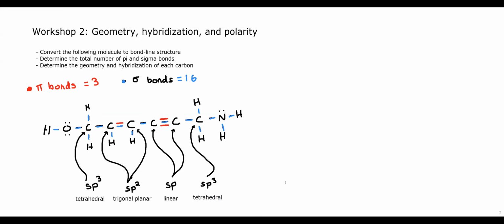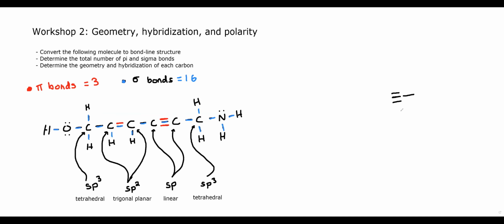Okay, so there's the hybridization and geometry for all the carbons. And then the last thing we're asked to do is to draw the bond line structure. So let's do that over here. I'm going to start with the triple bond to give us a starting point to work from. Let's build out to the right side first of the triple bond. So this triple bond is connected to another carbon.